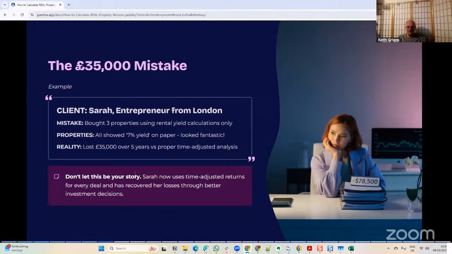So in this example, this person bought three properties just looking at the rental yield, and they all showed a 7% yield on paper, which I thought was fantastic, obviously compared with putting your money in the bank. But in fact, she lost 35,000 over 5 years, compared with if she'd bought different properties using proper time adjusted analysis. So with property, the amounts of money involved can be quite large. So it's very important to make very intelligent, data-driven decisions.